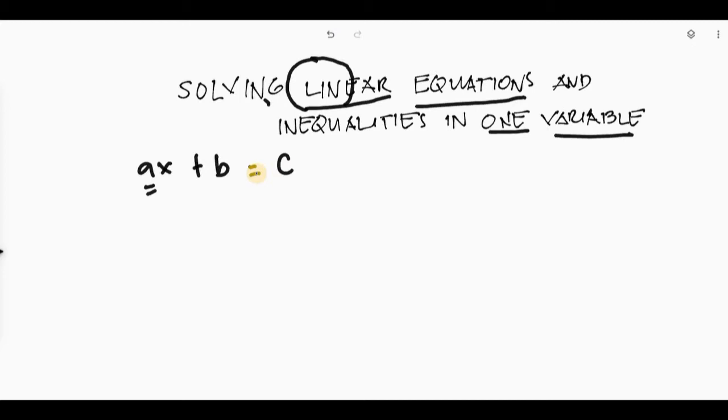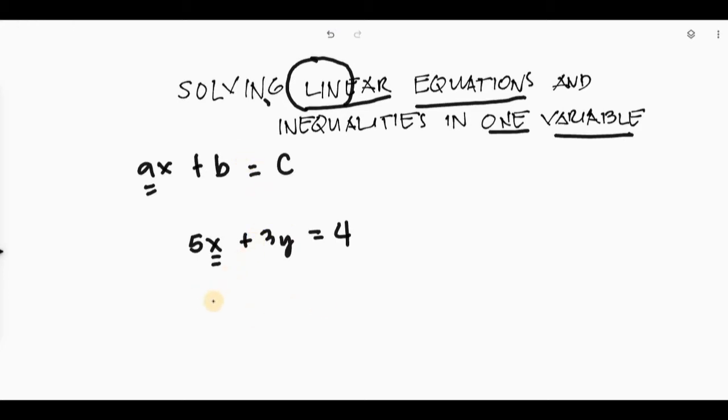So, I'll give an example. Like, for example, 5x plus 3y equals 4. So, this is a linear equation but not in one variable. Okay? Pag sinabi natin one variable, dapat x lang yung makikita natin na variable. Walang ibang variable na makikita dyan. Okay? So, dito, since may y, ibig sabihin, hindi siya linear equation in one variable.